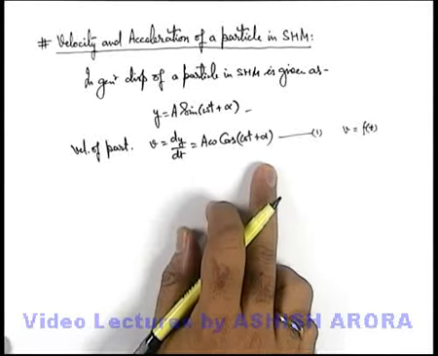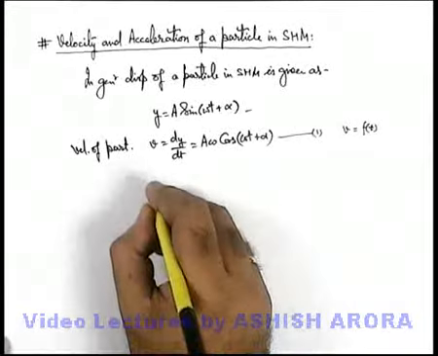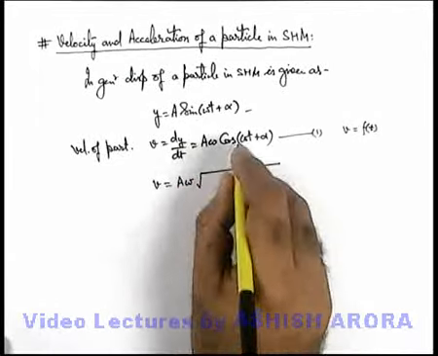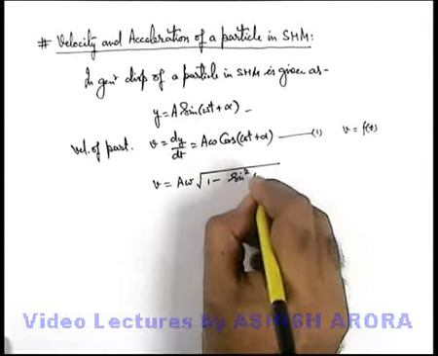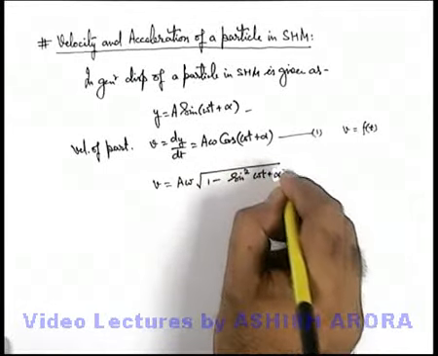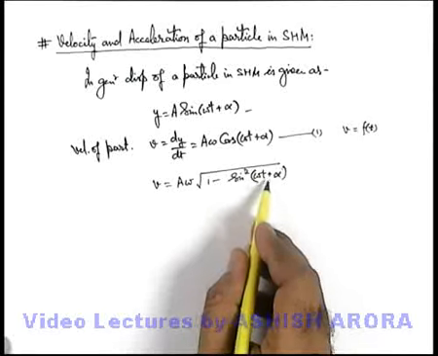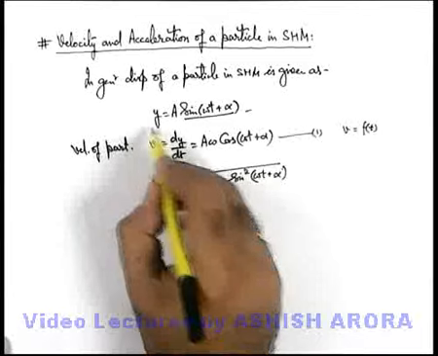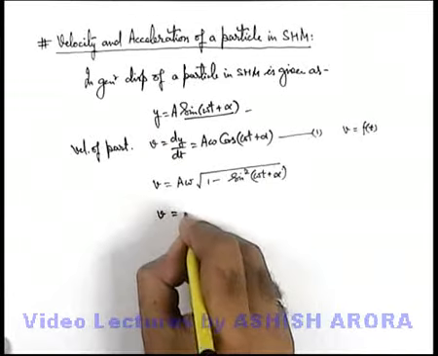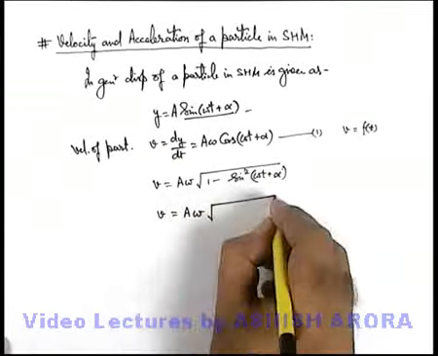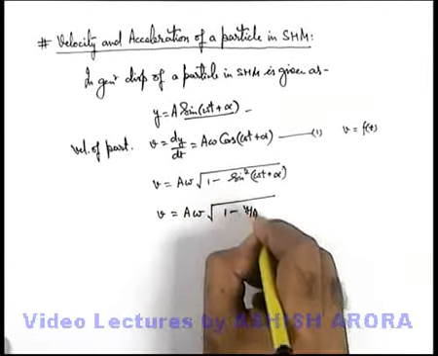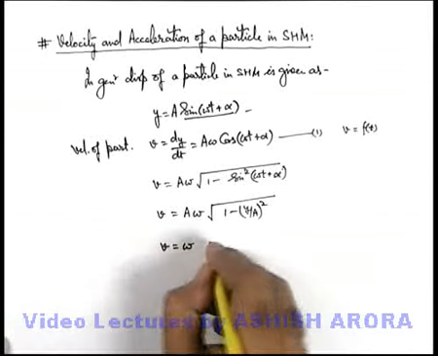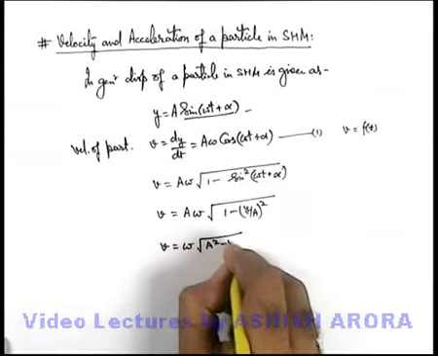We can also transform it into velocity as a function of displacement. A omega cos(omega t plus alpha) can be written as a omega root of 1 minus sin square(omega t plus alpha). And here, sin(omega t plus alpha) can be substituted from the displacement, which is y by a. So velocity can be given as a omega root of 1 minus (y by a) square. On simplifying, we get omega root of a square minus y square.